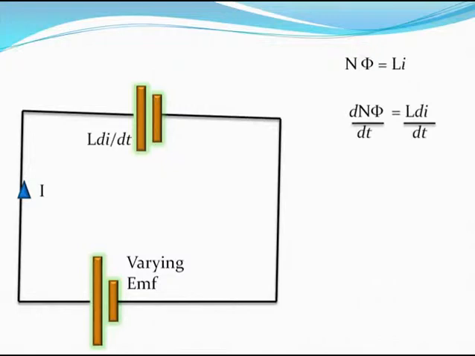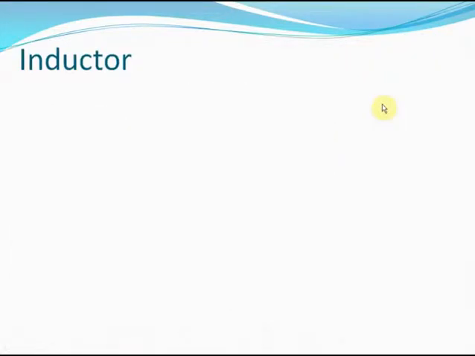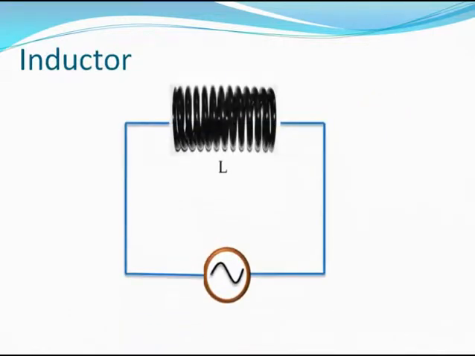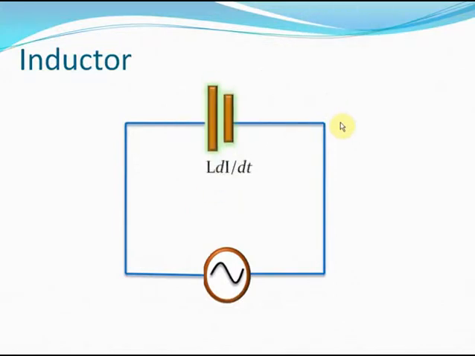Again, that is also obvious, because according to Lenz's law, the EMF opposes the cause that created it. So this EMF tends to oppose the current which caused its production, and therefore L dI by dt can replace any solenoid that's connected to a varying EMF. In fact, any curved wire, something like this, is called an inductor. Any inductor can always be replaced by a battery L dI by dt, such that the battery opposes the original current in the circuit. Understood? This is very, very important.